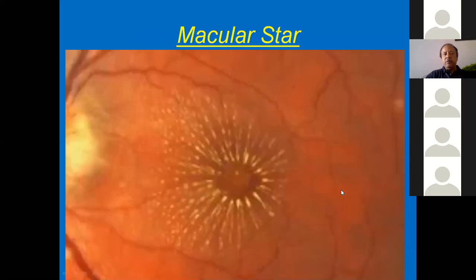Just have a close look at this macular star. This is macular star in the macular area.